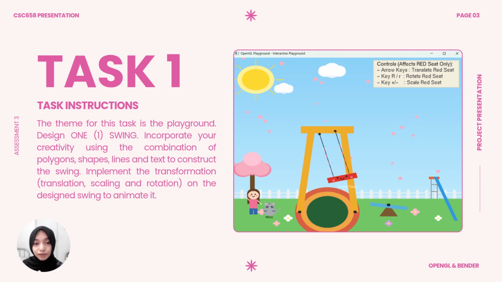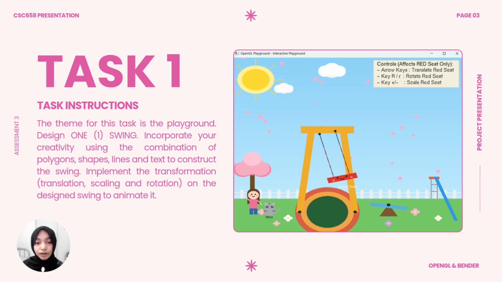Now I will explain task 1, which is the playground swing. So the theme for this task is playground. Our objective was to design one swing using OpenGL by combining polygons, lines, circle, and text. We also needed to implement 3 transformations, which are translation, rotation, and scaling to animate the swing.